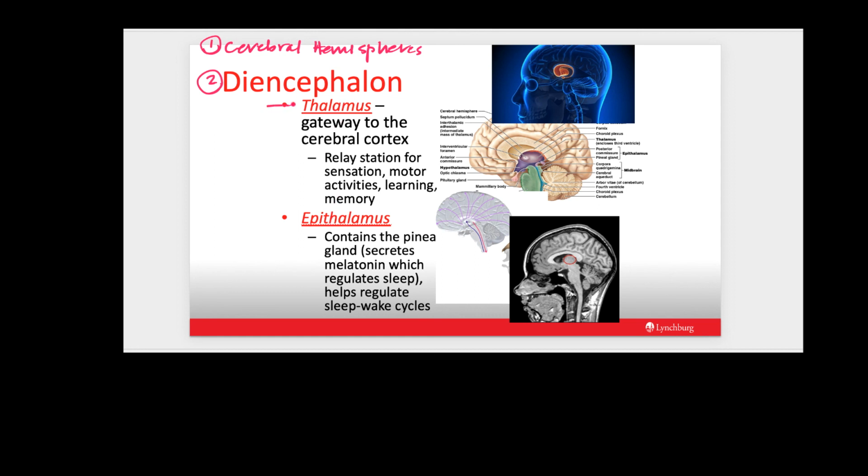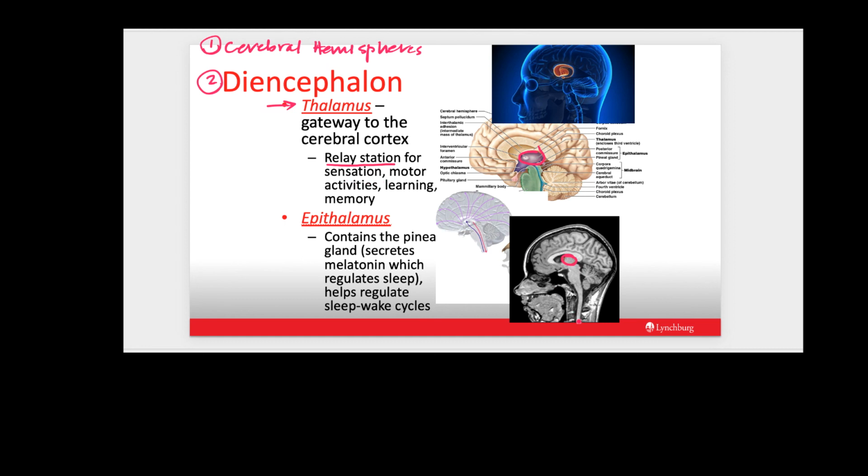The thalamus is one, and it's indicated here in purple. It's kind of this egg-shaped structure here. It's also this structure right here. And this is basically a gateway to the cerebral cortex. So the thalamus serves as a relay station for sensation.